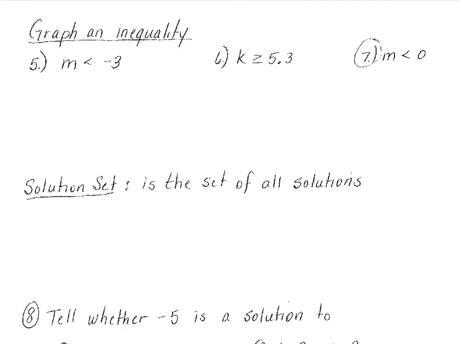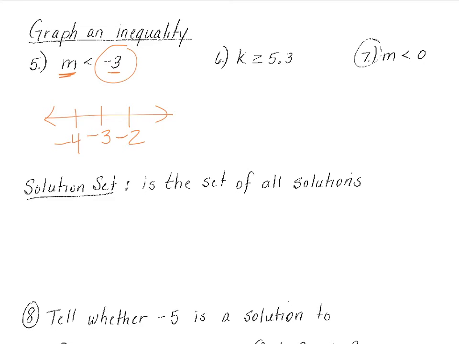Okay, now graphing an inequality. We're going to be putting these on a number line. And when you're comparing the letter to the number, all you do is put this number on the number line. Negative 3 goes in the middle. I don't want you to put all the way up to 0. I want you to put one number to the left and one number to the right. So on the left is negative 4. On the right is negative 2.